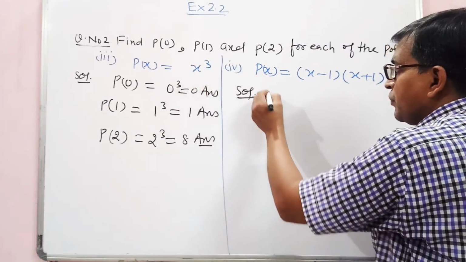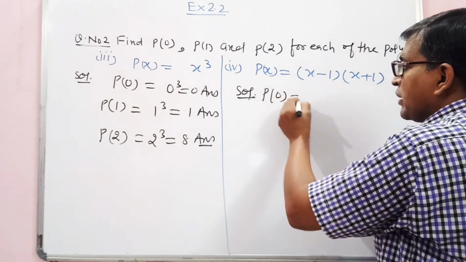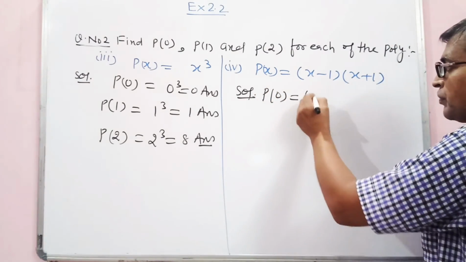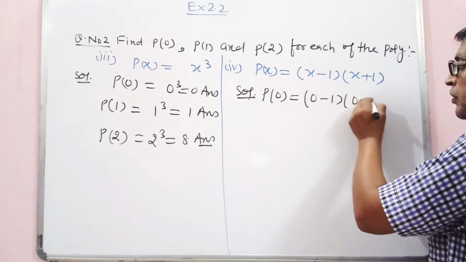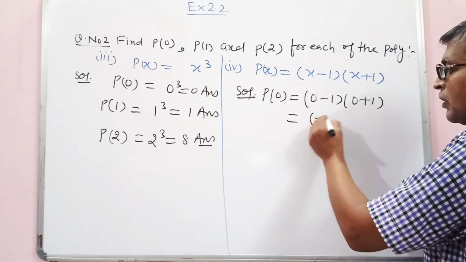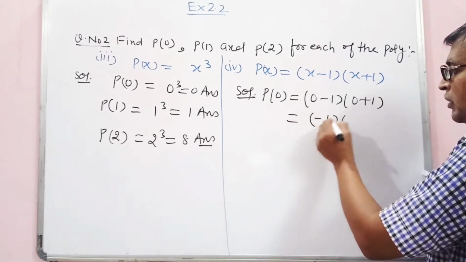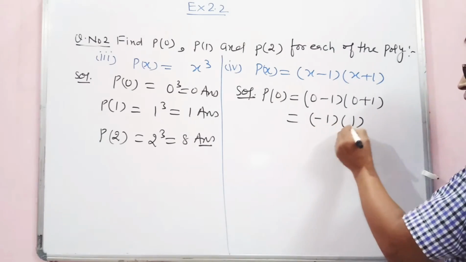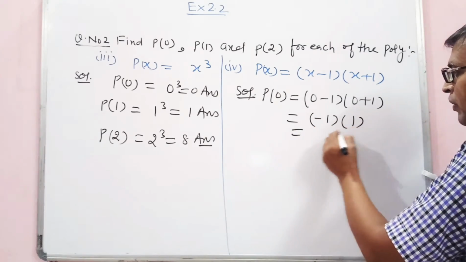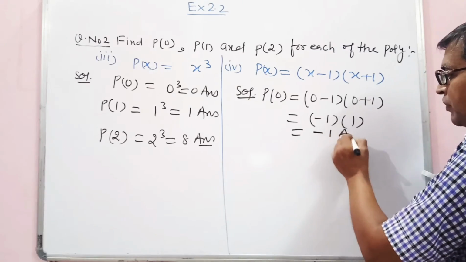First P0, instead of x we write 0. 0 minus 1, 0 plus 1. Minus 1, 0 plus 1 is 1, 1 into minus 1 is minus 1, answer.